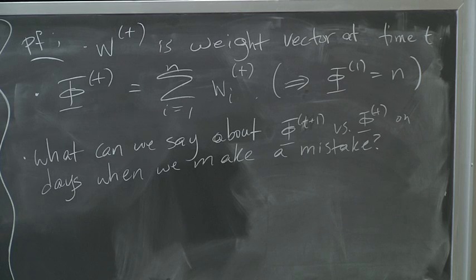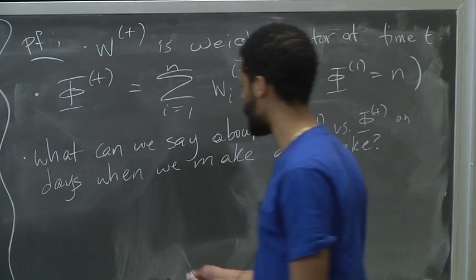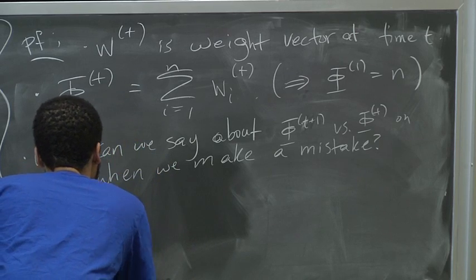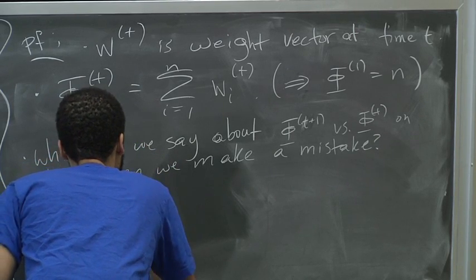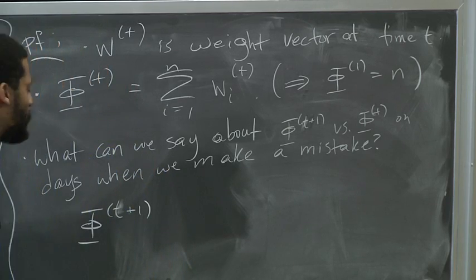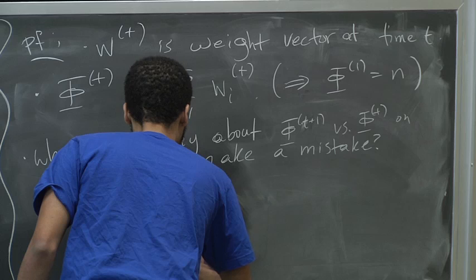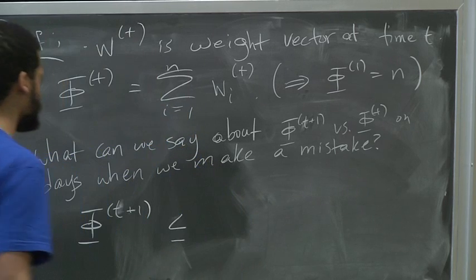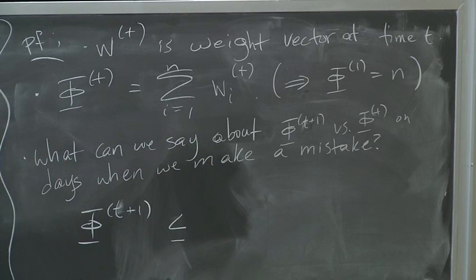Right. Phi t plus 1 decreases by n epsilon by 2. Or sorry, let me write down an inequality. So you're saying phi t plus 1, and what's the inequality? Actually, I want to upper bound it. Is there an upper bound you had in mind? It's at most phi t minus n epsilon by 2.